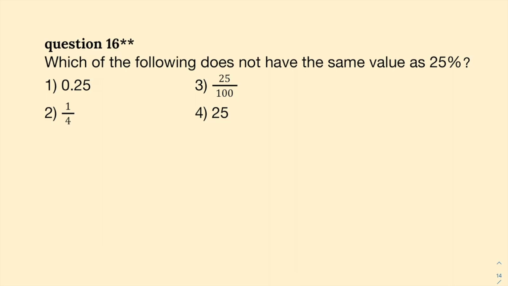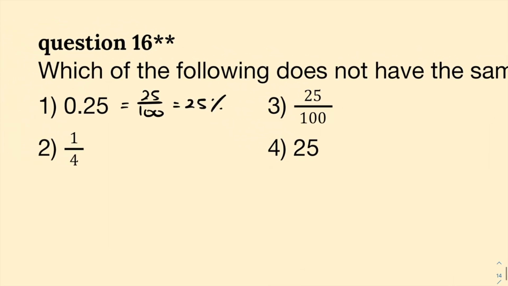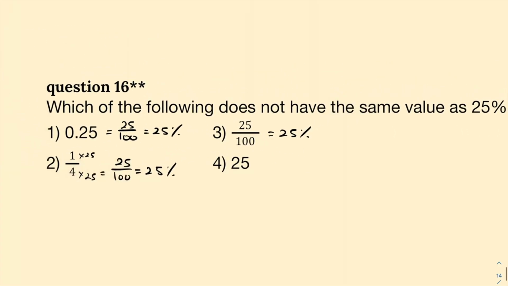Which of the following does not have the same value as 25%? So I'm expecting 3 of them being 25% and 1 answer that is the odd one out. Okay, so let's zoom in. 25% is 0.25, 25%? Yeah, you betcha, 25 out of 100. That is 25% indeed. 1/4, yep, when we multiply top and bottom by 25, we get 100 here, 25 here, that is 25%. Well, 25 over 100 is definitely 25%, and the whole number 25 is not. Therefore, the answer is number 4.